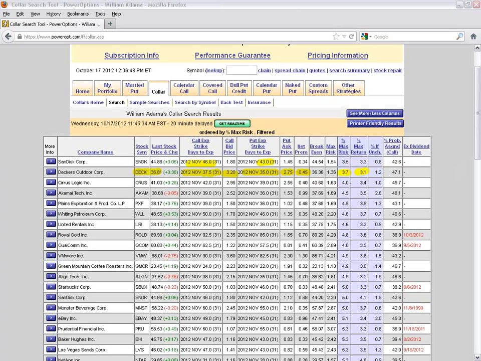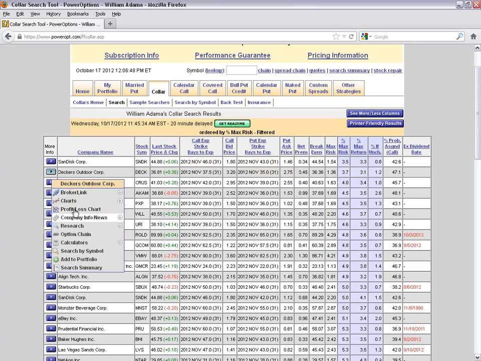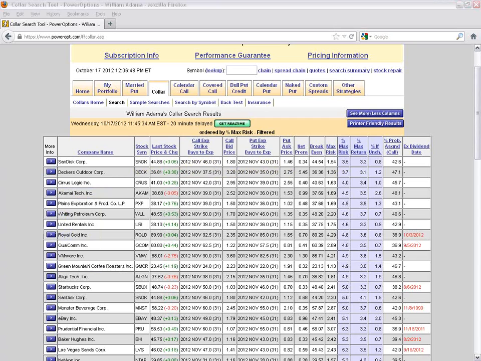Let's say I wanted to track this position to see how it performs over time. I want to see if this is a good strategy or a good way to employ a strategy. So the easiest way to do it for paper trades, once we're in a search, is to click that More Information button. This is where we do our further research and analysis before actually entering the trade. All I'm going to do is just click Add to Portfolio.